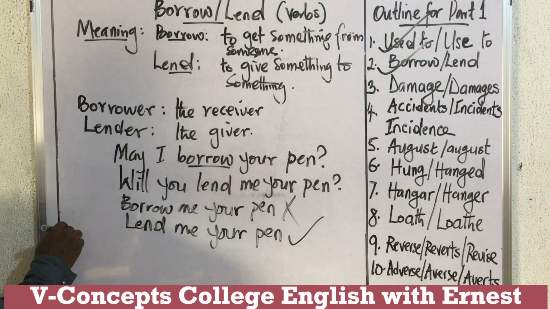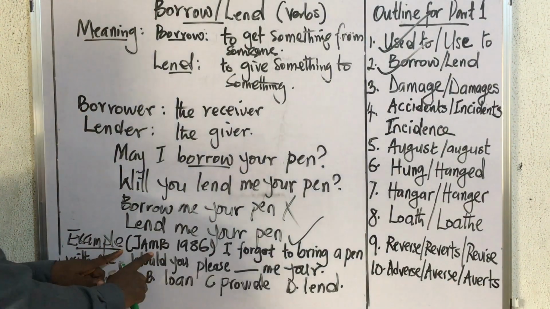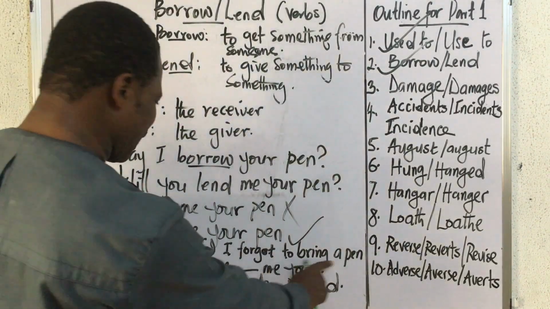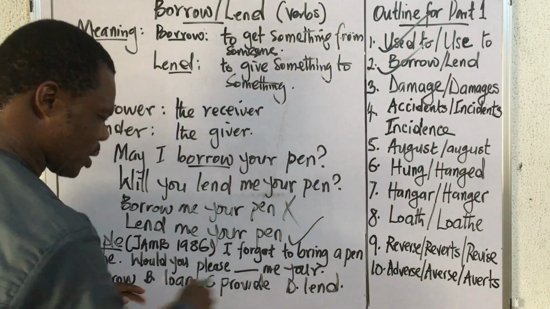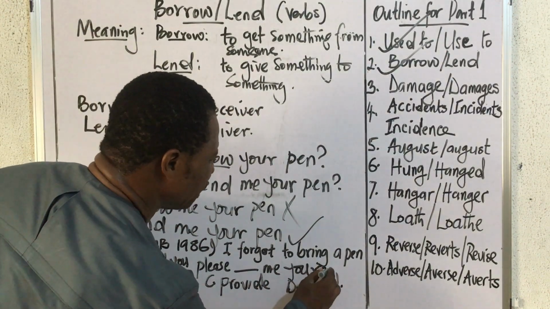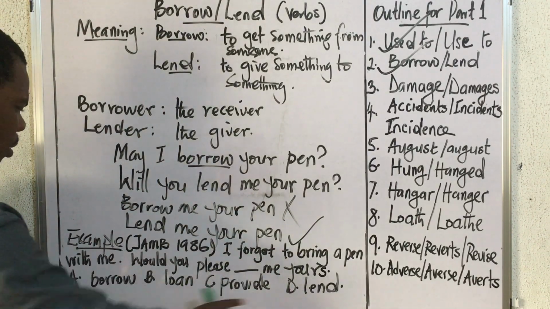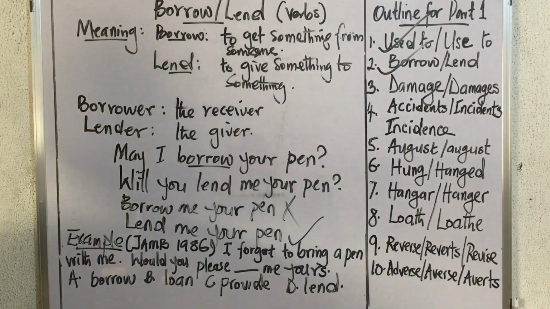Let's have an example. Our example is JAMB 1986. I forgot to bring a pen with me. Would you please dash me yours? A. Would you please borrow me yours, loan me yours, provide me yours, lend me yours?